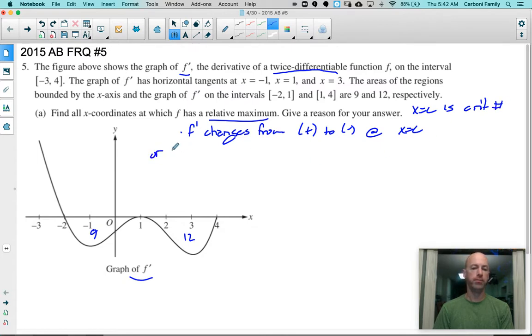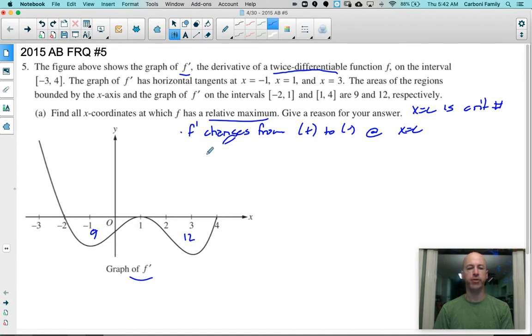Or you can show that f double prime of c is a negative value, because if f double prime of c is negative, that means your function is concave down. And if c is a critical number at that point, then you'll be looking at the maximum. That second approach, the second derivative test, is not going to be used here because we're staring at the first derivative. Although we could use the second derivative test if you wanted. But I'm going to go with the first approach, so I'm going to just go ahead and scratch that out.